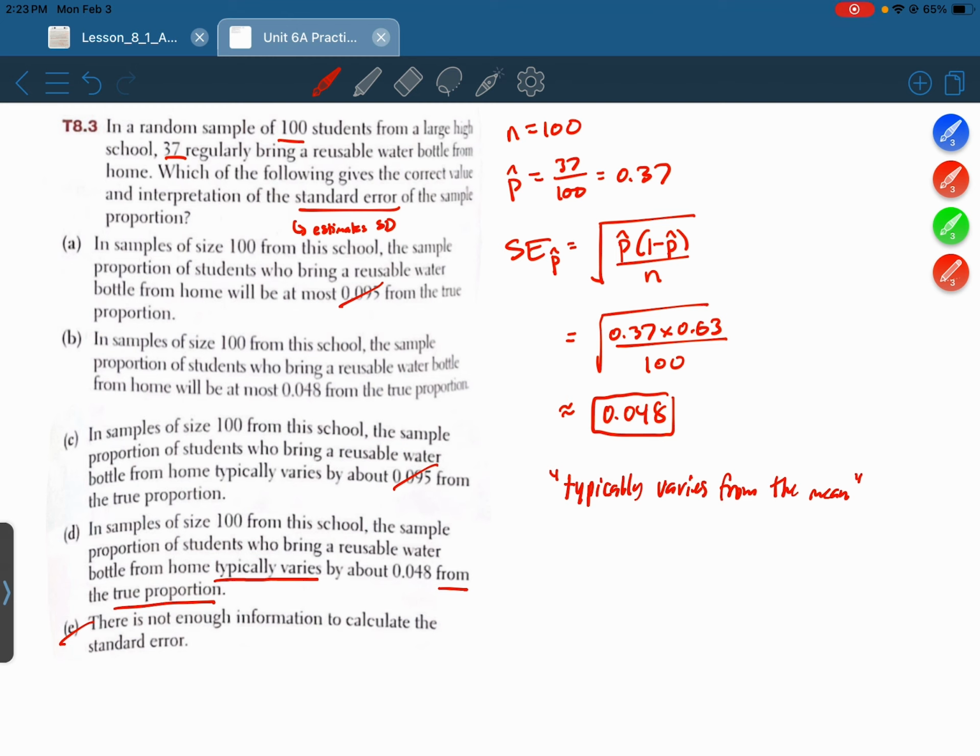So yeah, I didn't even have to read the whole answer choice. I found the value, eliminated 3 out of 5, and then just looked for keywords. And the keyword I'm looking for is typically varies. That's how you interpret a standard deviation, or in this case, a standard error.